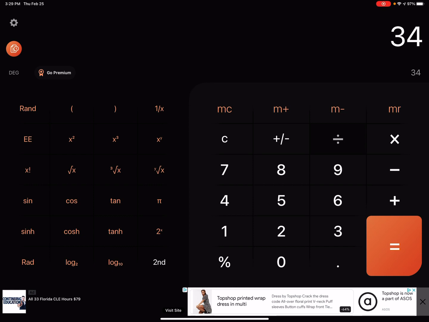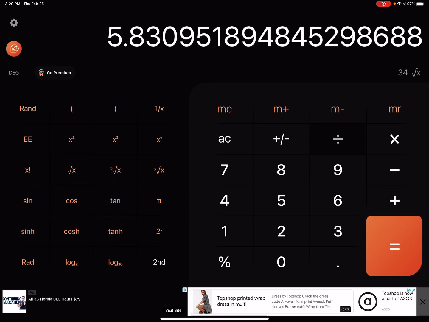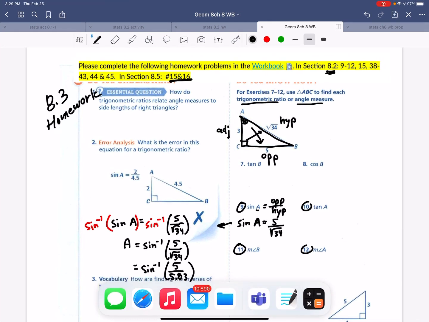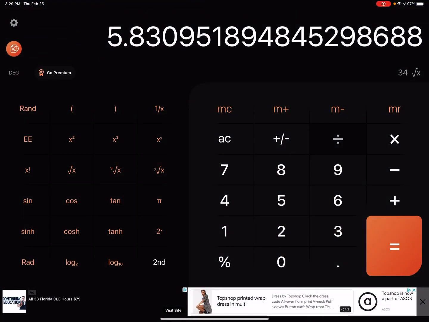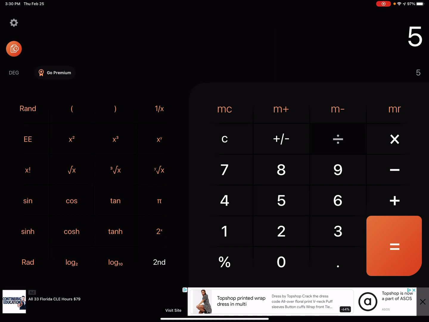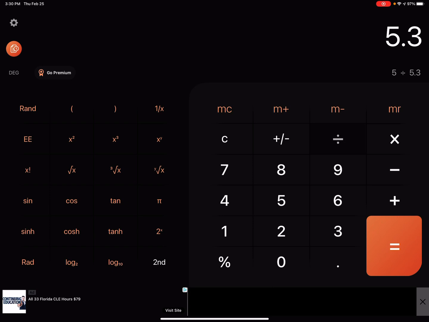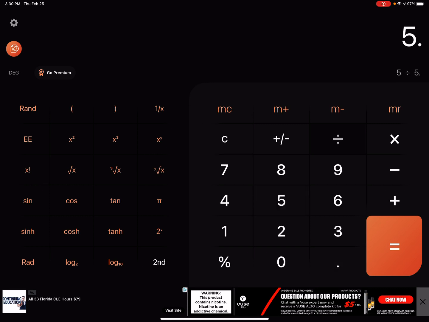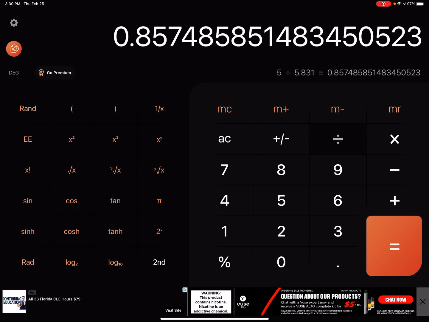So what is the square root of 34? I have to figure that out first. So 5.83. So that's 5 over 5.83. Wait a minute, what was my number again? Let's do that again. 5.831. Yeah, 5 divided by 5.831.